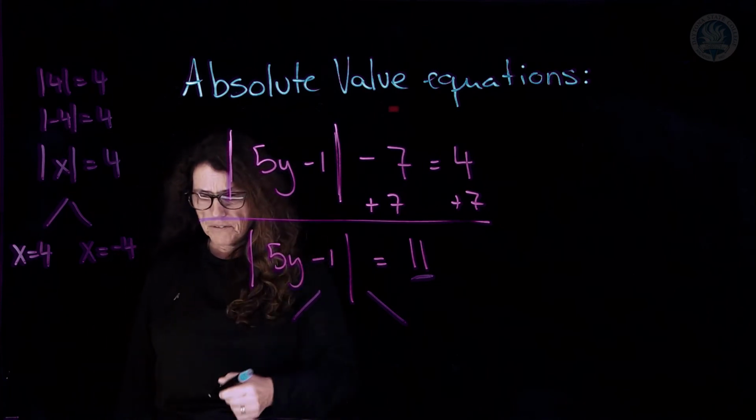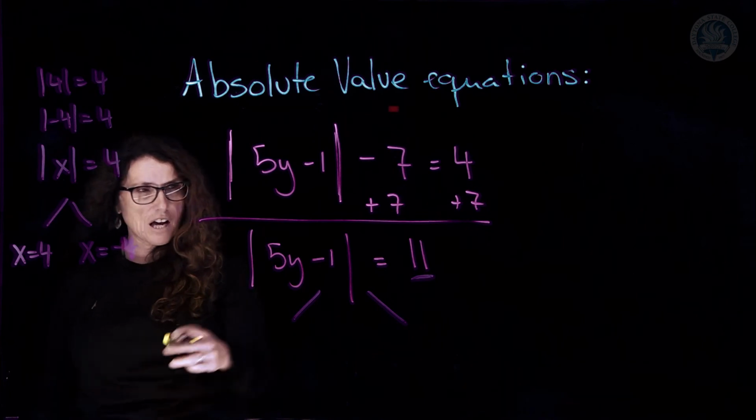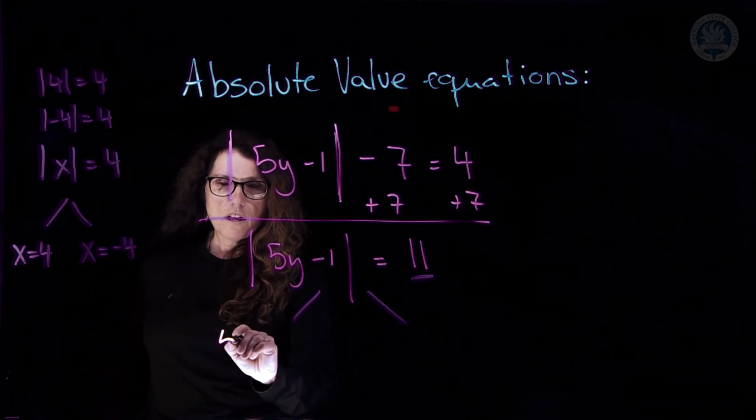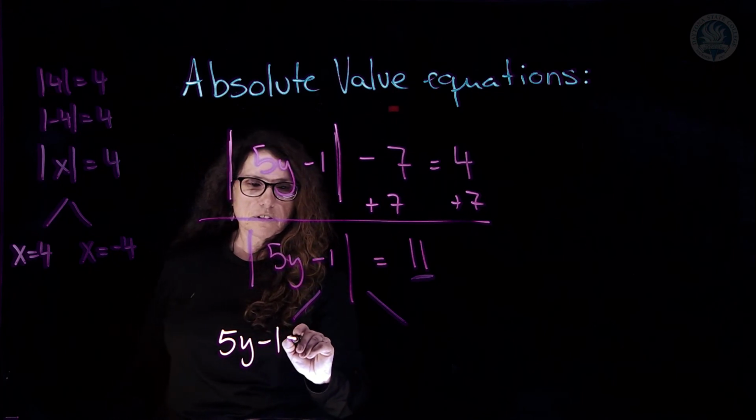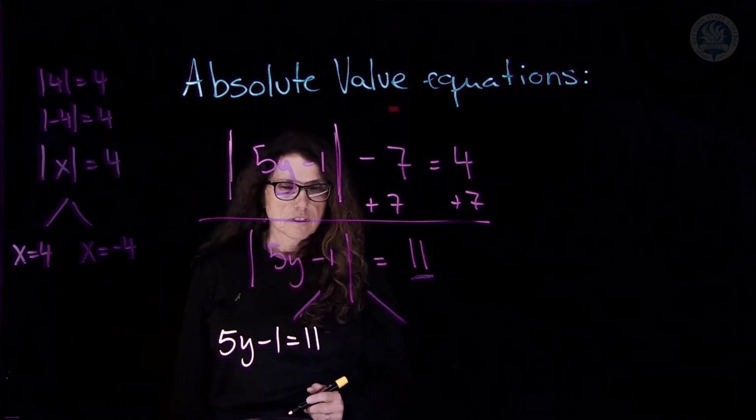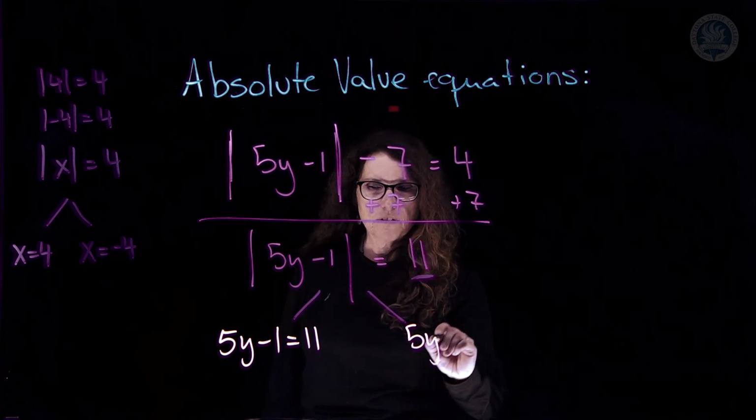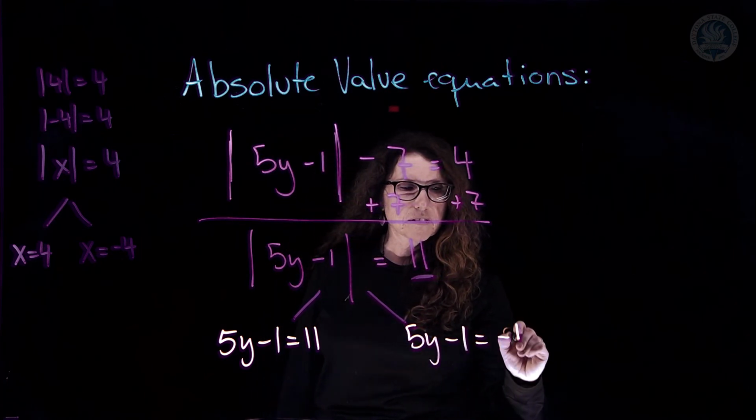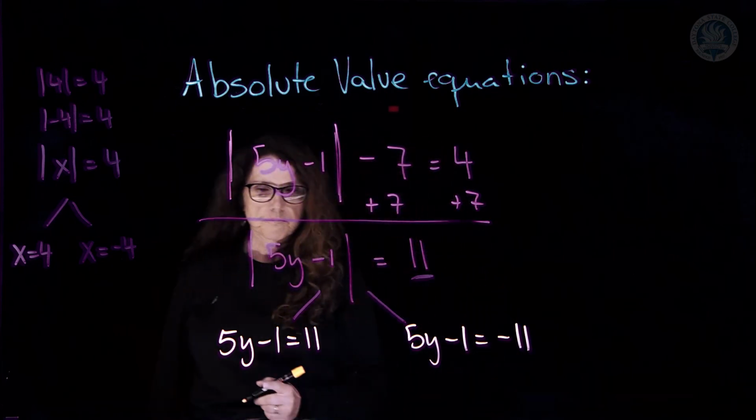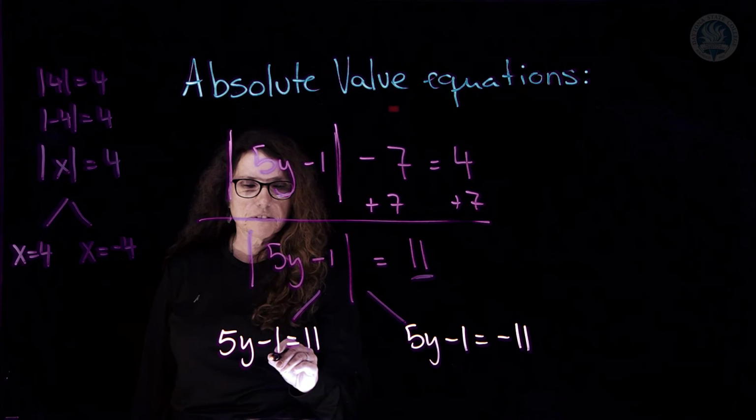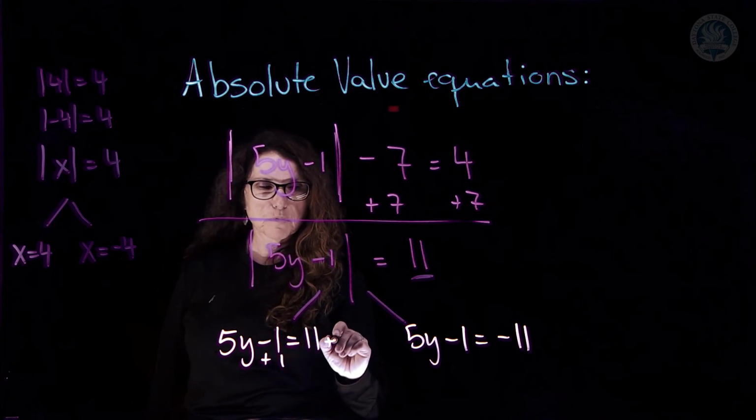So now I'm going to rewrite this problem without the absolute value bars. This becomes 5y minus 1 equals 11. That's my first problem. And the second problem would be 5y minus 1 equals negative 11. Now we solve this equation just like we would solve any other equation. Add 1 to both sides.